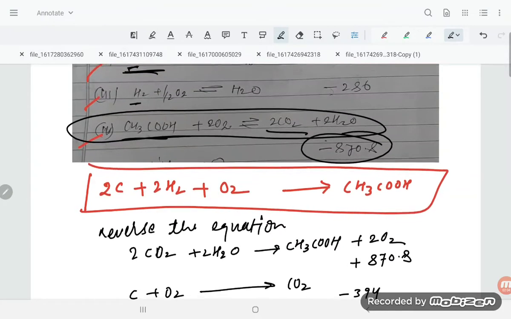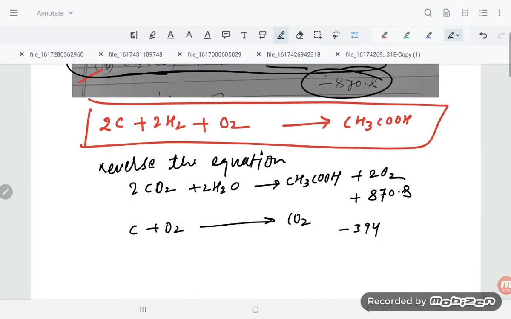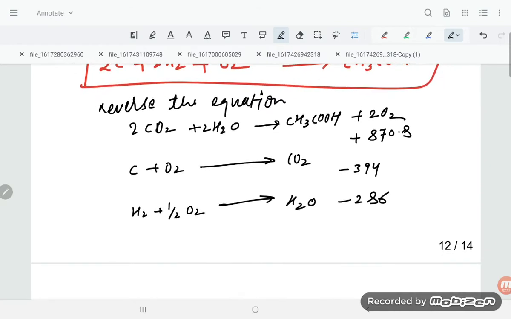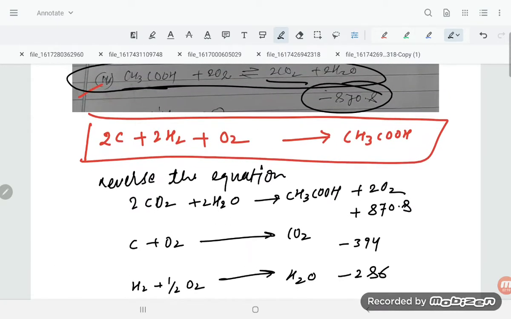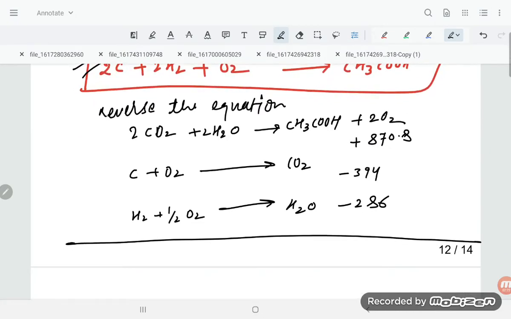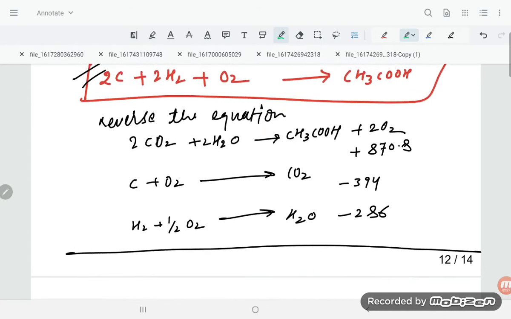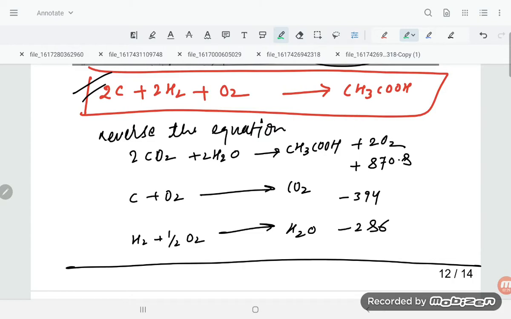Next one is for H2. If you write H2 plus half O2, it is giving H2O, and its enthalpy is 286. So these many values we got, and from these values we have to see whether these equations are coming or not. Whatever is common, you remove it. In these equations, carbon dioxide is not required. Here 2 moles of carbon dioxide are there, and here 1, so we have to multiply this equation by 2, so that it cancels out.